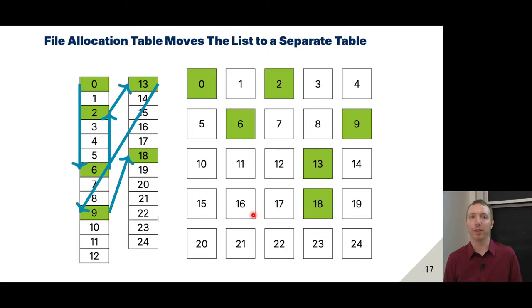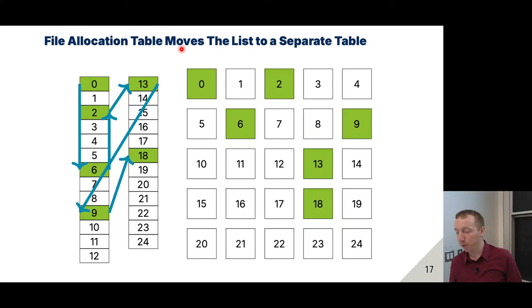And if you have used Windows, well, that is what FAT32 stands for. So file allocation table. There it is. So all it does is move that list to a separate table. And the table represents like all of the blocks on the disk. So the size of this table is going to be proportional to how many blocks are on the disk. And then that is what your file allocation table is.